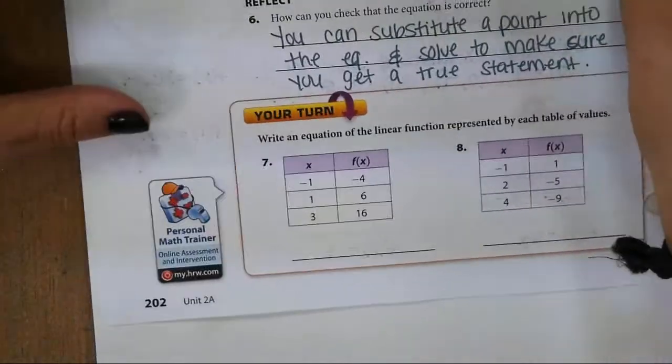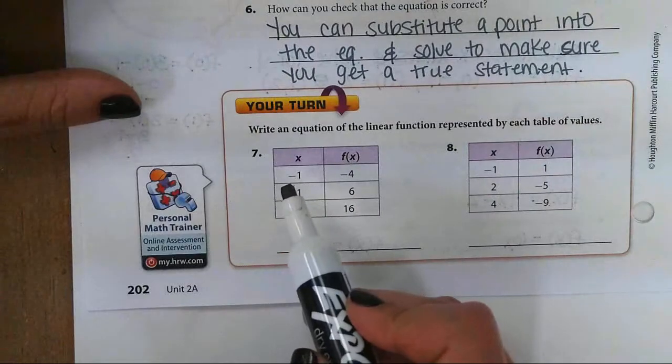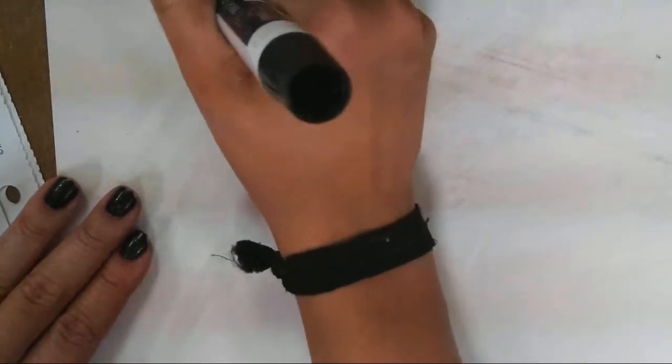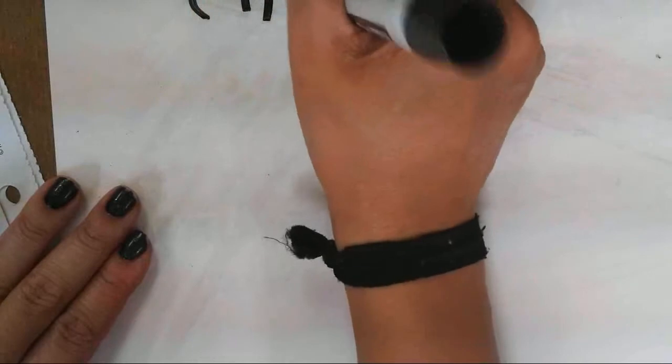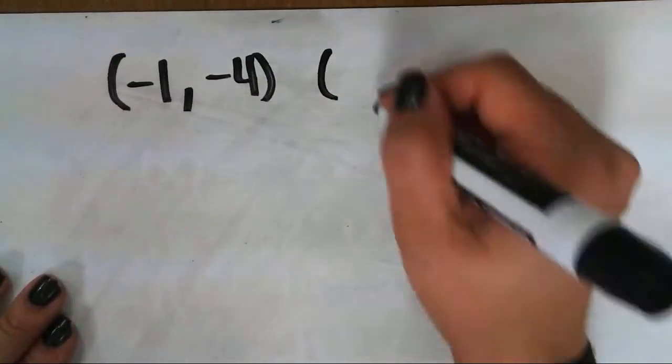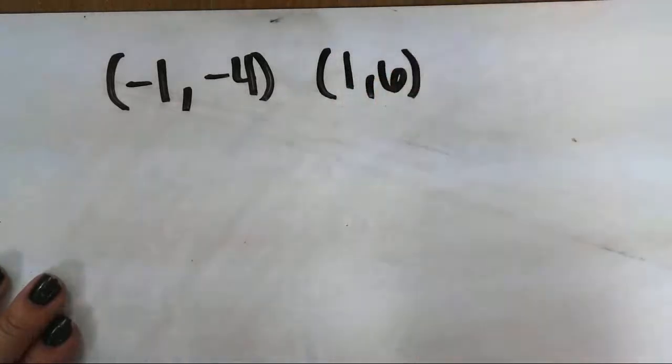Okay, and let me come back to this for a second. So I'm going to use the point -1, -4, and then +1 and 6. So I'm going to write that over here. I have -1, -4. Sorry, I'm off the screen over here. All right, and then I have another point of 1, 6.